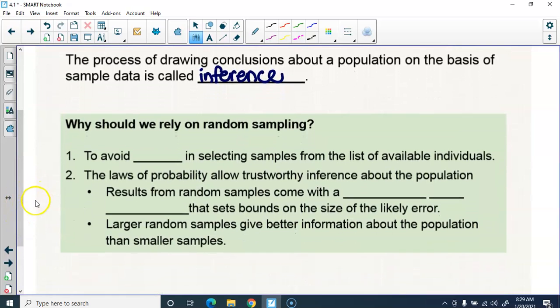Why should we rely on random sampling? To avoid bias in selecting samples from the list of available individuals. The laws of probability allow trustworthy inference about a population. So results from random sampling come with a margin of error, because we're not going to get a perfect sample representative of the population. It's never going to work that way, so there's always going to be some sort of margin of error. But larger random samples are going to give us better information about the population than smaller samples.